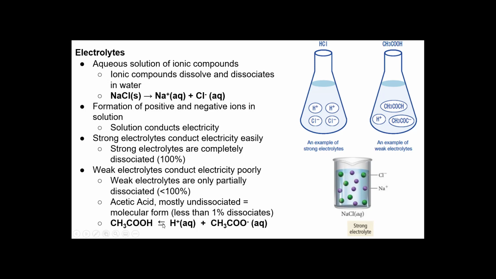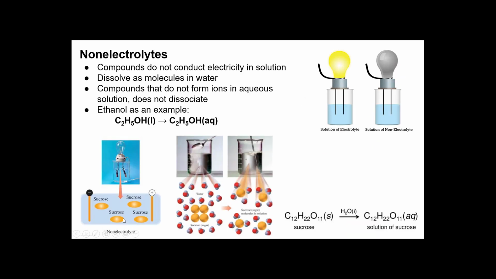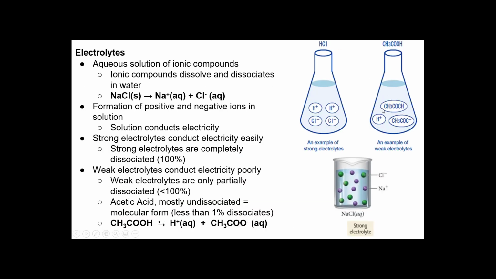And we have double arrows here. These double arrows mean that a few will dissociate, but most of it will stay as a molecule, and it keeps going back and forth, where some will dissociate, but some on this side will go right back into the molecule form. Here's an example. You can see it's mostly in molecular form and a few ions. So you can see there's an example of both in here.